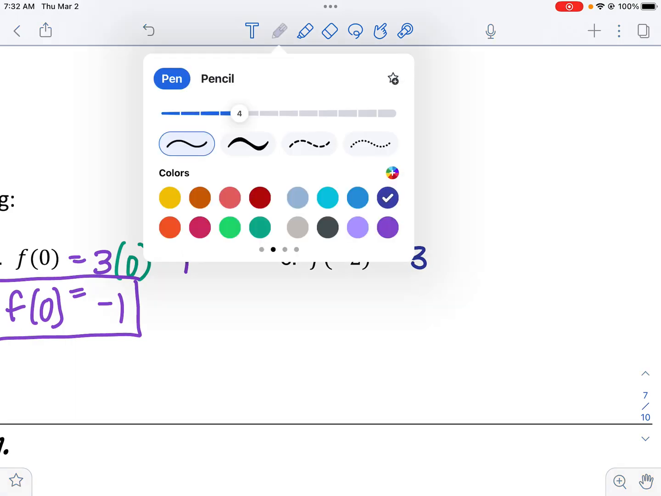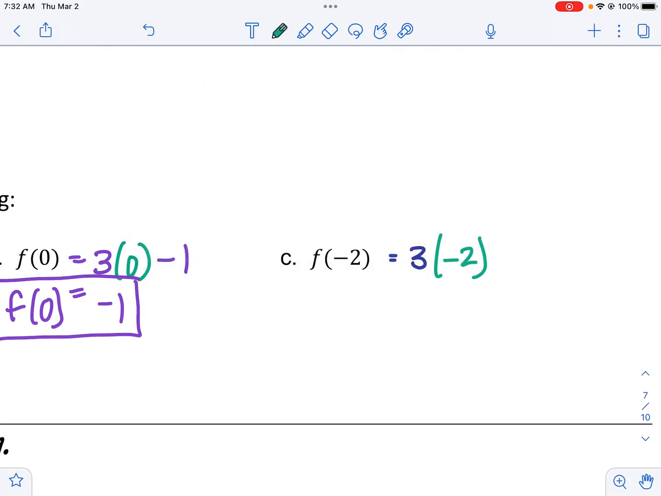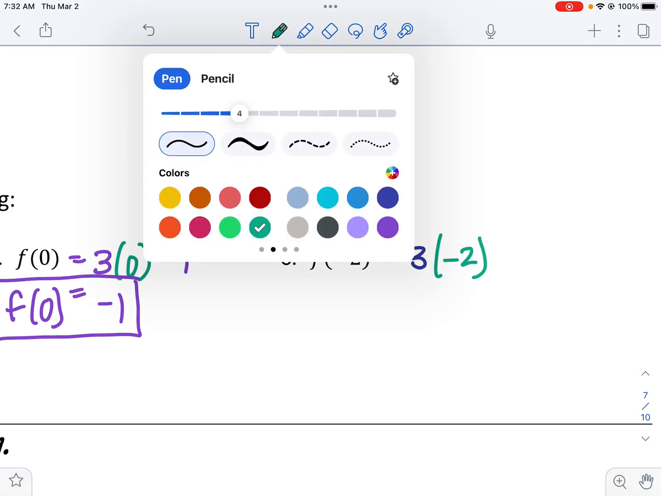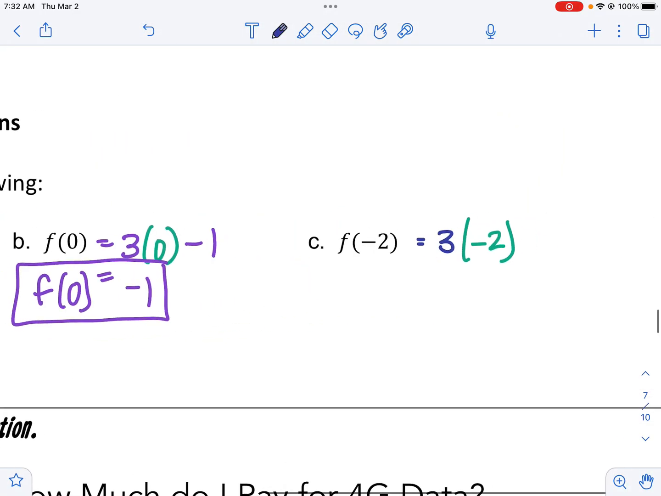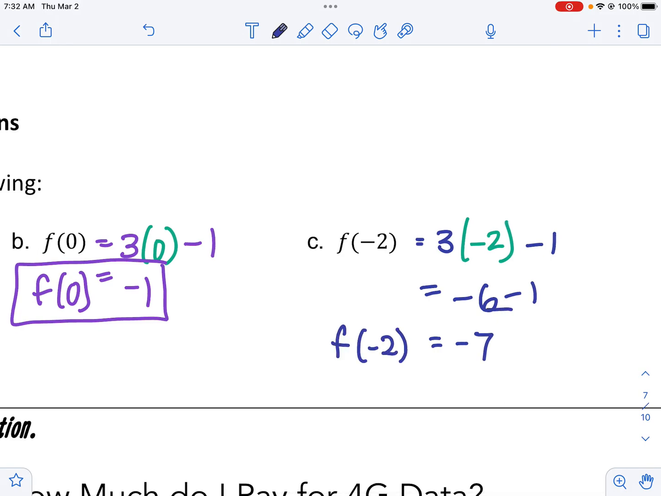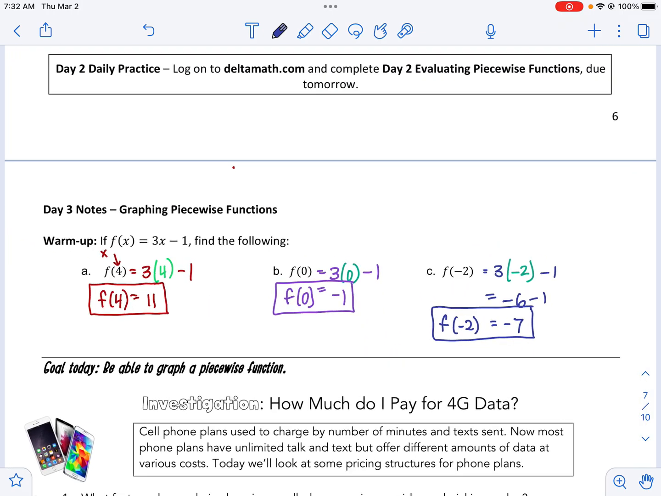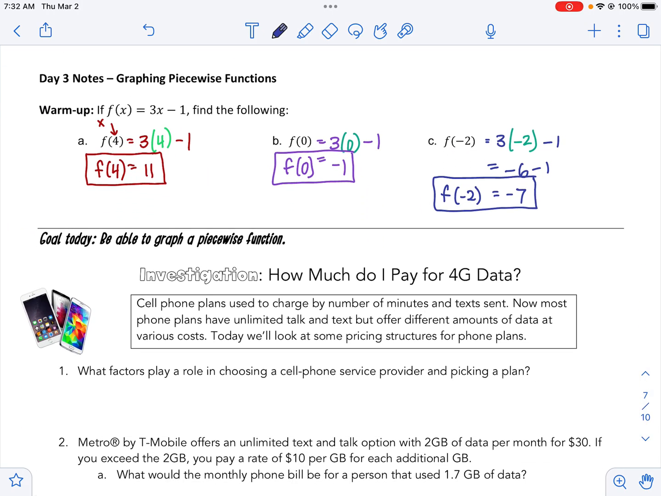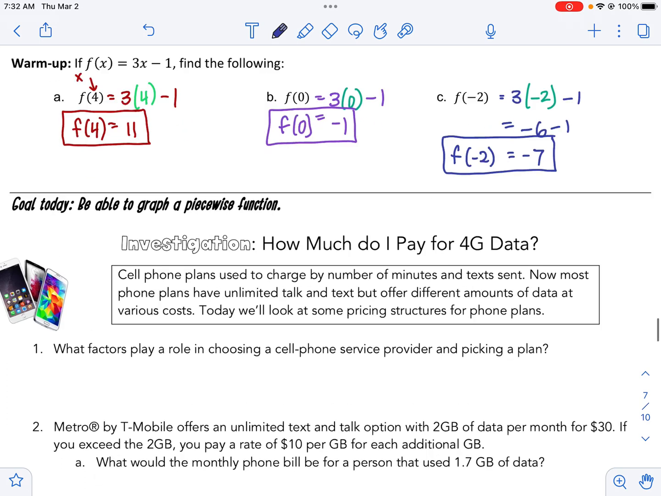So 3 times negative 2 and it's minus 1. 3 times negative 2 is negative 6. So we have negative 6 minus 1, which is negative 7. So when the input's negative 2, the output, or y value, is negative 7. All right, so our goal today is, given a situation, can you graph a piecewise function?